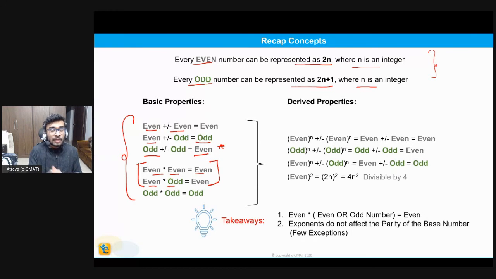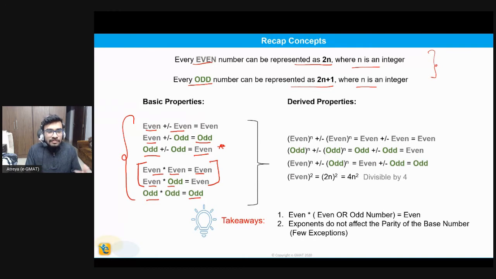And that was the reason why we were continuously removing those terms which had even coefficients. So these are the small things that you always need to keep in your mind to reduce the length of questions, to simplify calculations at your end. And lastly, when I multiply two odd numbers together, the product that I get is also an odd number. Now, from these, we get some derived properties as well.